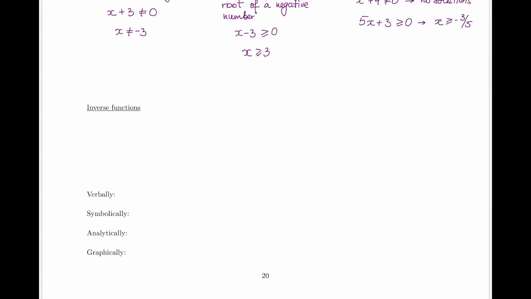One more thing we need to discuss in general are inverse functions, and we will see inverse functions when it comes to things like exponentials and logarithms, as well as trigonometric functions. Inverse functions, again, the name here is pretty intuitive. It means exactly what it sounds like.